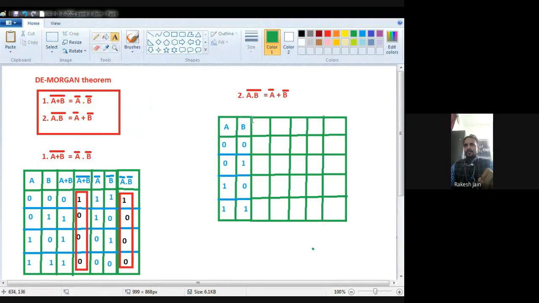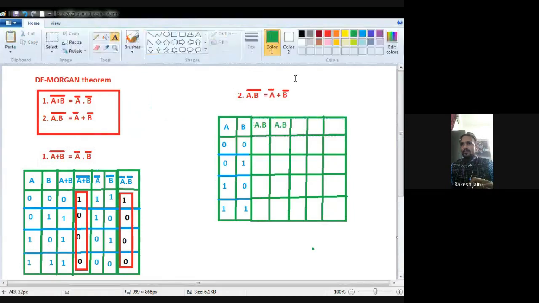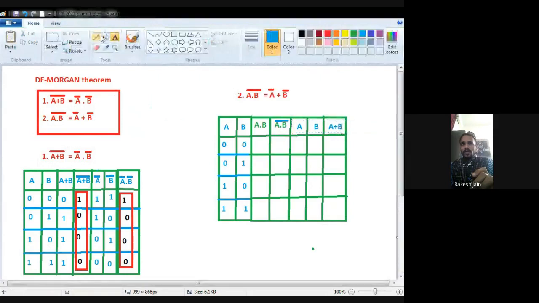So here I am proceeding. Because A and B are required, the same two kinds of things we require, A and B. So I just copy this one, because the input will be the same. A and B are the same: 0 0, 0 1, 1 0 and 1 1. The remaining things we should change on the basis of the requirement.